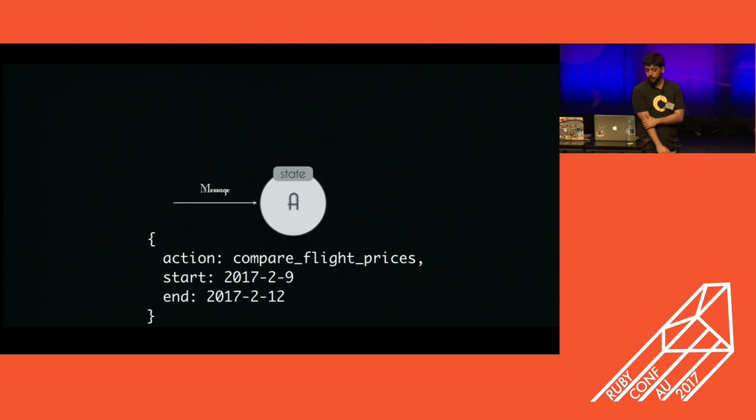To give a more concrete example, let's say you're developing an API or a system to compare flight prices. A message comes from somewhere saying, I want to compare flight prices from Melbourne to Brazil, and I want to do this from this date to this date.